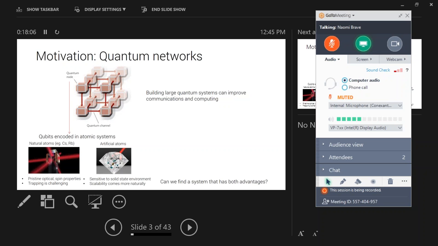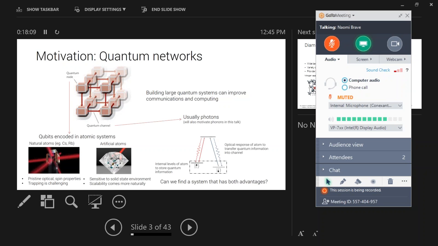Okay? Now, the next question is, what is this channel? Now, if these boxes are tens of kilometers apart, and if you want to send information from one node to another node, the most natural way to do it is the way you send classical information today.